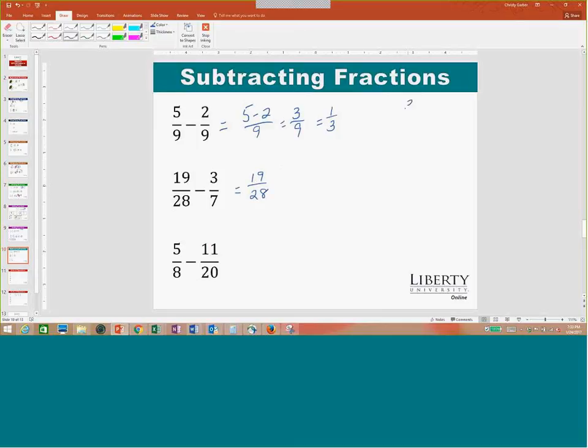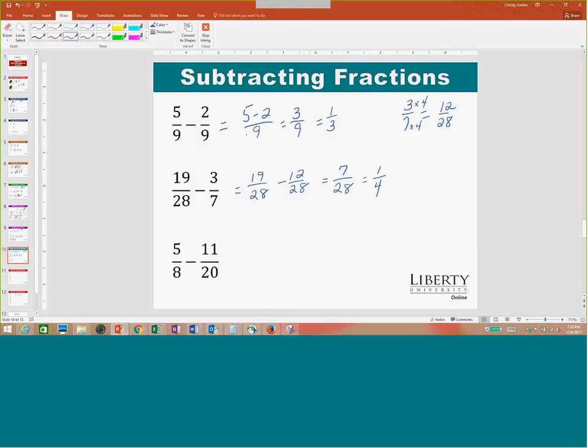I need to change 3/7 to have a denominator of 28. Now, 7 times 4 gives me 28, so I need to multiply the numerator by 4 also, and that will give me 12/28. So 19/28 minus 12/28. All right, we're looking at like terms, things that are alike, same denominator. We subtract just the numerators. 19 minus 12 gives me 7/28, and I can simplify that to 1/4 since 7 is a factor of both 7 and 28.